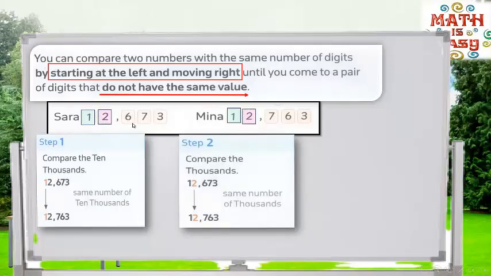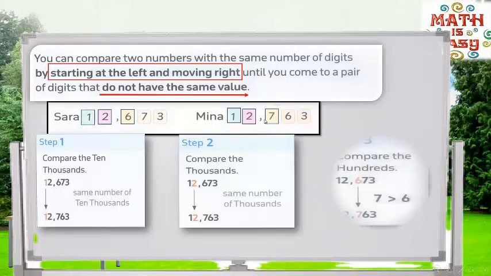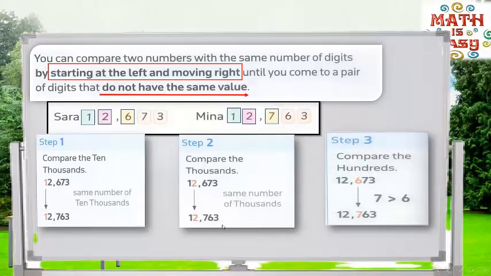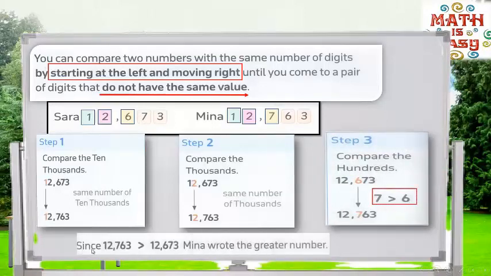Go to the next place. The next place is hundreds. If you compare hundreds in the two numbers, we have 6 here and 7 here. 7 is more than 6. So the third step, compare the hundreds. We find the 7 is more than 6. So you can say 12,763 is more than 12,673. 63 is less than 73. Mina wrote the greater number.